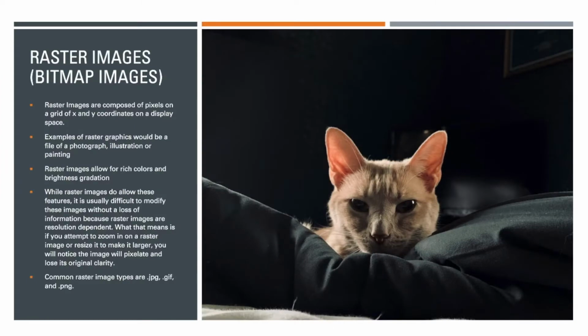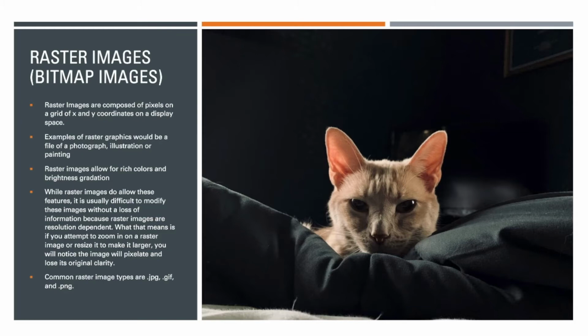So first, let's talk about raster images. Raster images are composed of pixels on a grid of x and y coordinates on a display space. An example of a raster graphic would be a photograph, illustration, or painting. You'd want to use a raster graphic file for these types of graphics because raster files allow for rich colors and brightness gradation. While raster files do allow these types of images to look their best, a downside is that it usually is difficult to modify these images without a loss of information.